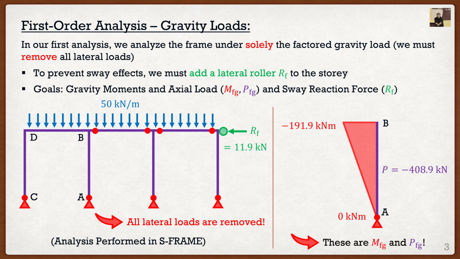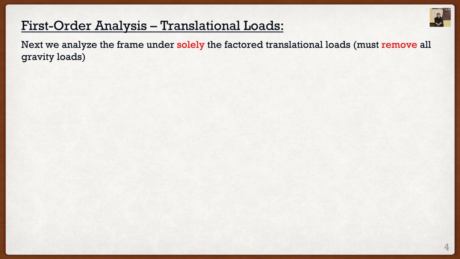The key thing also to keep in mind is these loads that we just wrote down, these are MFG as well as PFG. Now, if we look at the actual design equations in CSA, we need two different moments and two different axial loads. We need one under gravity, but we also need a second one under translation. So this would lead us to our second analysis under translational loads.